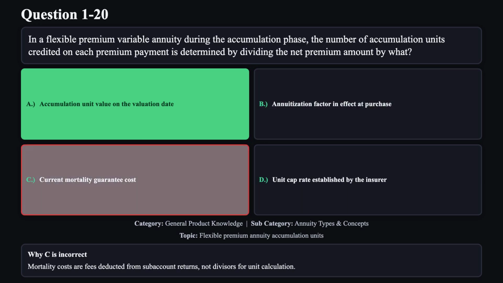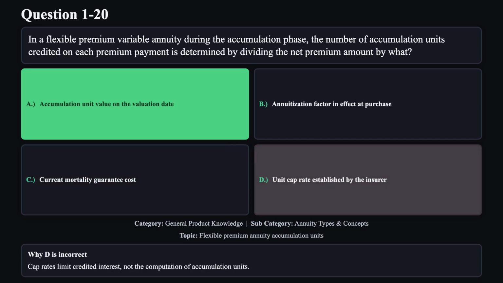Reason C is not correct. Mortality costs are fees deducted from sub-account returns, not divisors for unit calculation. Reason D is not correct. Cap rates limit credited interest, not the computation of accumulation units.